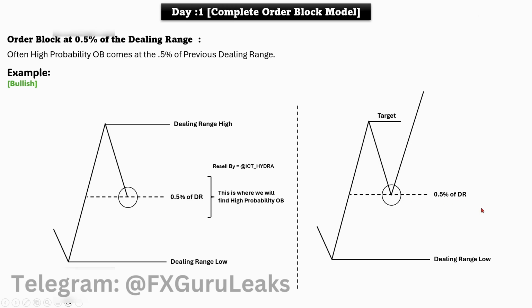Now let me show you how the pattern looks, what type of entry signal you will be looking for here. First you will have to identify the pattern, right? You identify the dealing range from this low to the high, then the pattern will appear here, and now I'm going to show you guys what pattern to look for at the 0.5% of the DR.